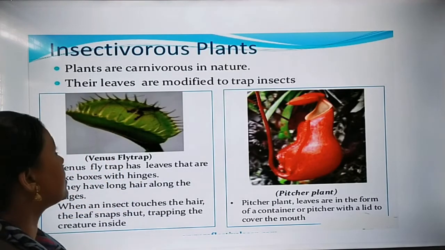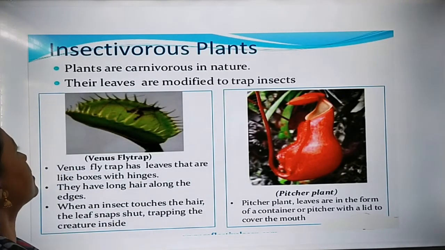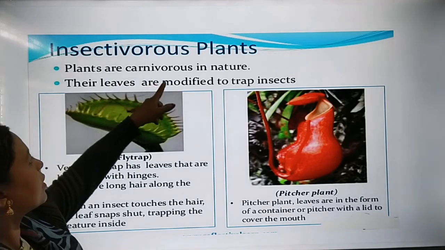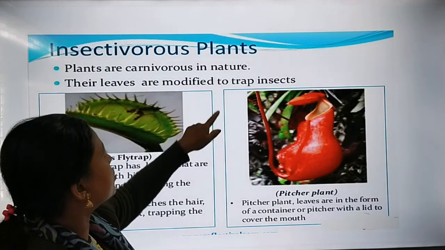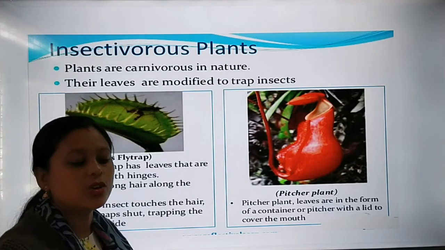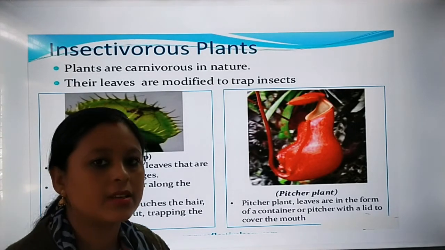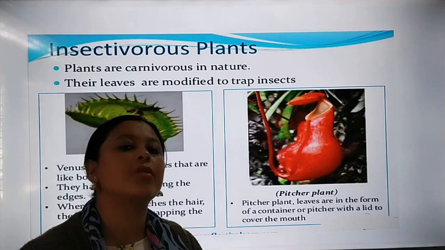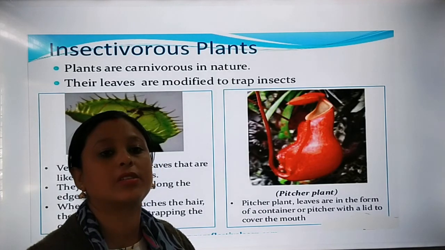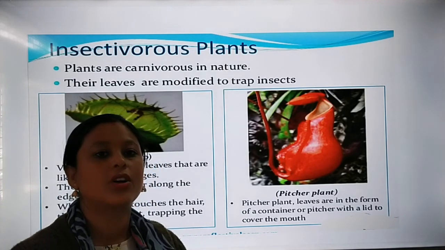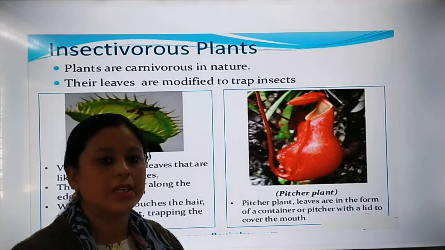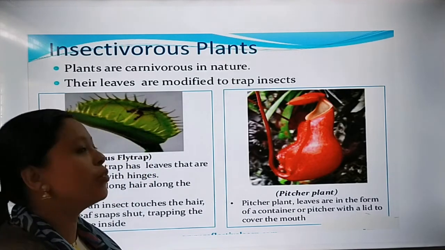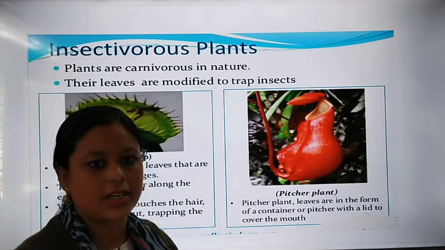Now next one is insectivorous plants. These plants are carnivorous in nature. Their leaves are modified to trap insects. So you know children, carnivorous means animals that eat the flesh of animals, isn't it? Meat.